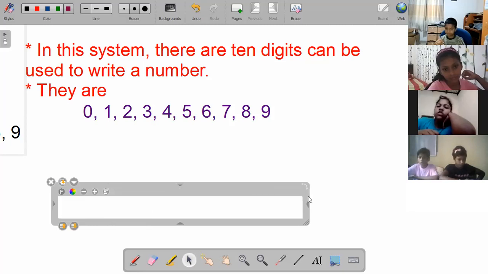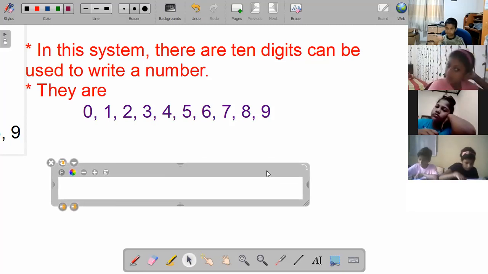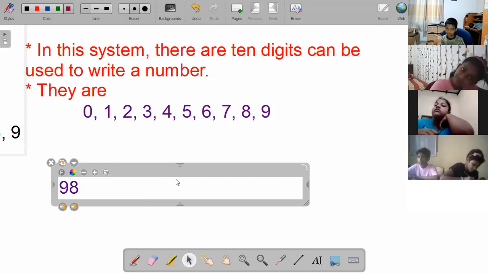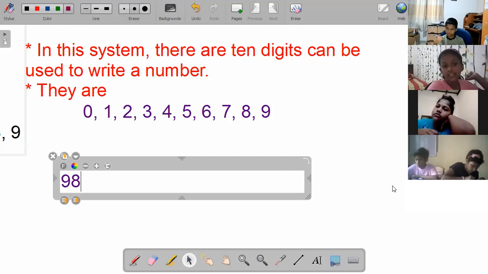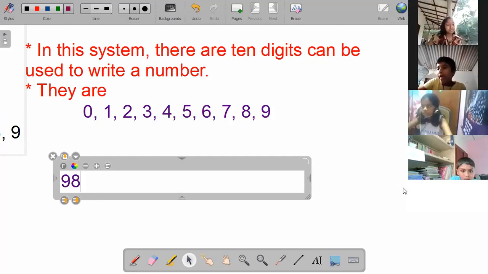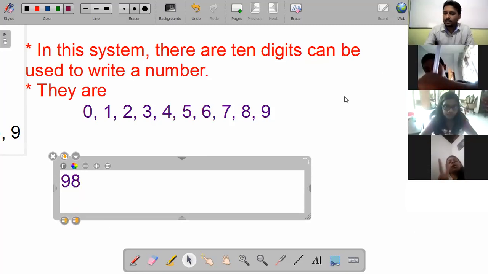Okay. Can you read the numbers in English? Look at this one. Can you read this number? What is the number? 98. How many digits does this number have? There are 2 digits. Then look at the next one.